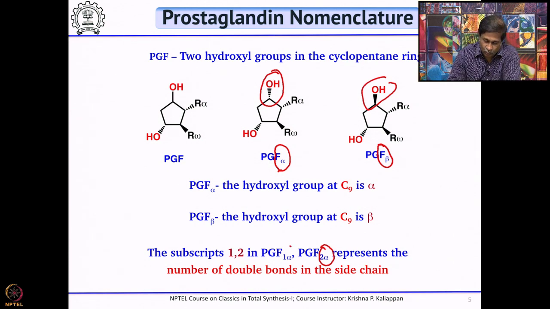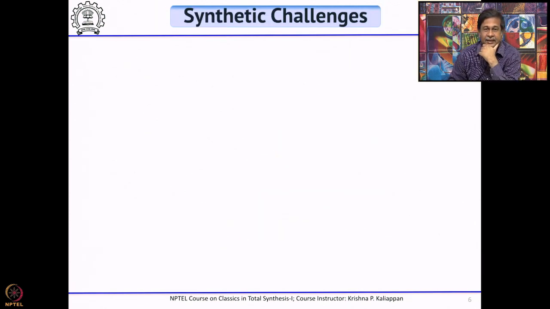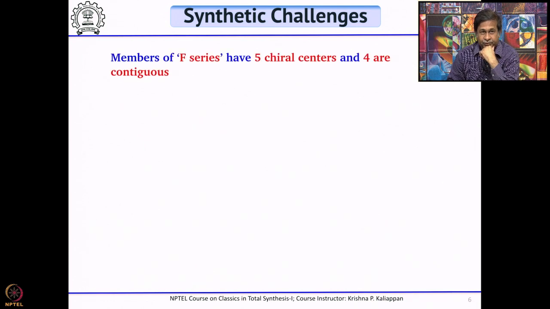If they write 1 alpha, that means it has only one side chain. Okay. So, this is about the nomenclature of prostaglandin. Now let us see what are the challenges these molecules provided for synthetic chemists to make this compound.